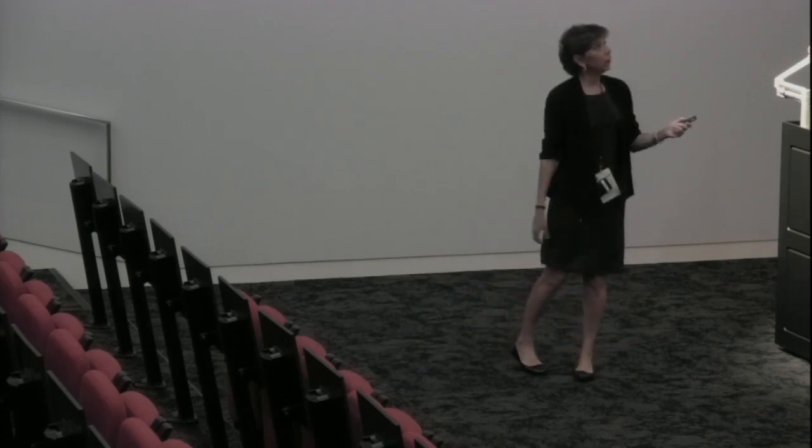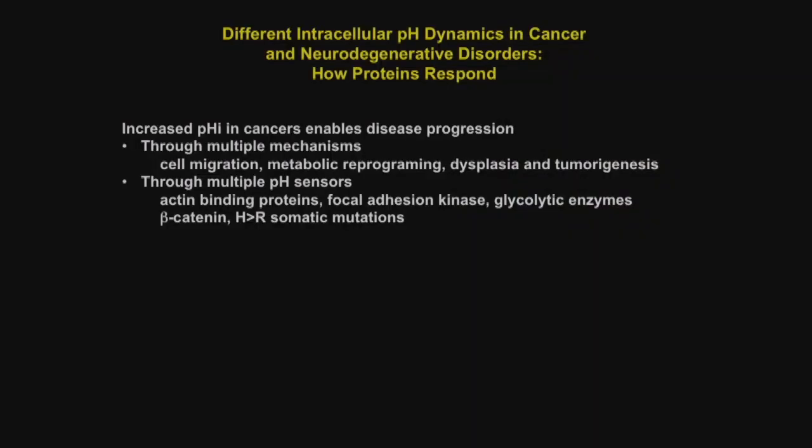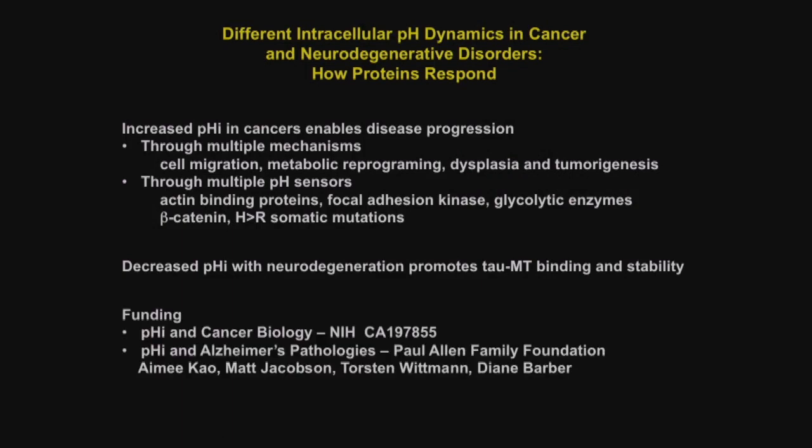I've shown you that increased pH in cancers enables a number of behaviors through multiple mechanisms and through multiple pH sensors. We're just beginning to apply some of these principles to neurodegeneration and what this might mean in terms of changes in protein electrostatics. Our funding on pH in cancer is an NCI grant, and our funding on Alzheimer's pathologies is through the Paul Allen Family Foundation. Sorry I went over. Good thing I was last. Thank you.